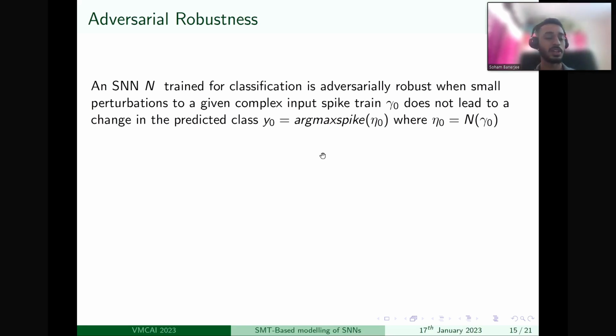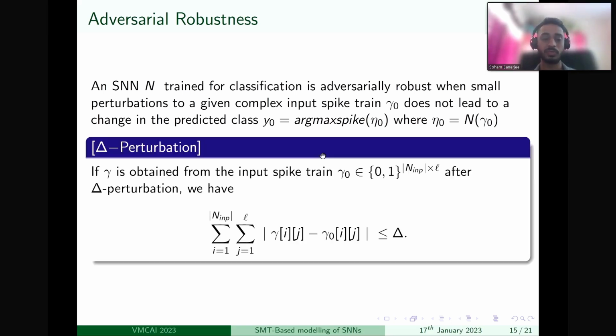The neuron corresponding to the correct label will have the maximum number of spikes. Now, what is this noise? We call it delta perturbation. A delta perturbation of gamma naught is a spike train gamma where the number of positions at which the spike train is different from gamma naught is at max delta. So it is a bounded difference. If the value of delta is 10, that means our perturbation can have at max 10 positions at which it is different from the base gamma naught.